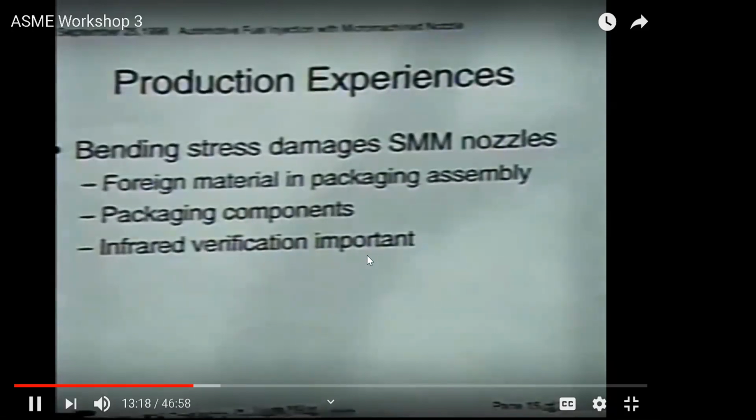features. The first one deals with the foreign material in the package assembly. This starts with foreign material that's created in the pocket of the pocket tape that's sent to the factory, as well as foreign material that's generated during the handling operation and getting it into a valve assembly. The package components also contributed to the bending stress problem. We're going to go into those in a little more detail here.